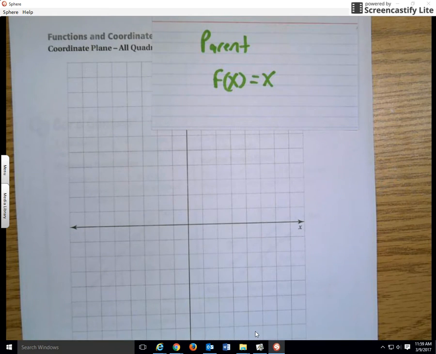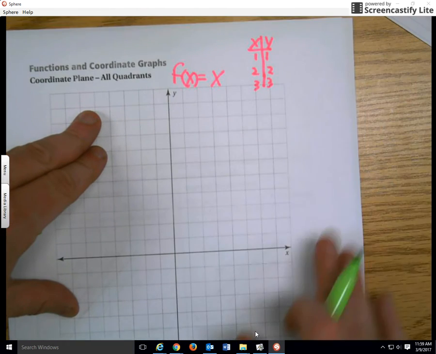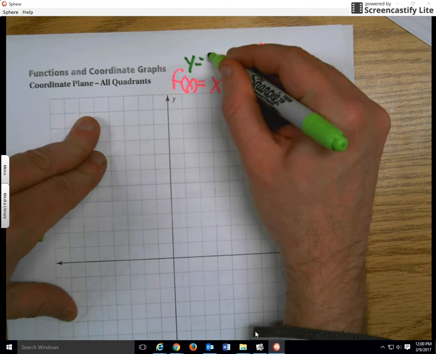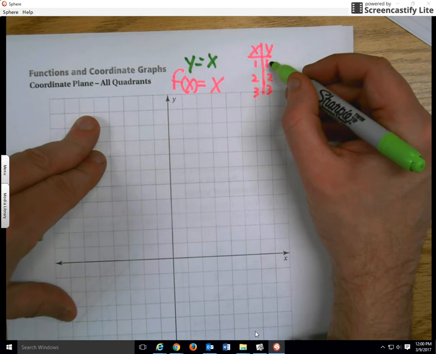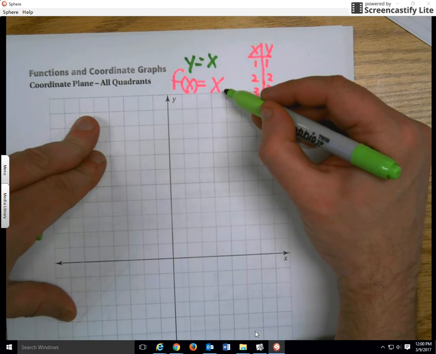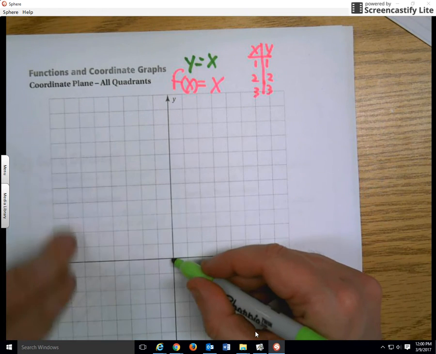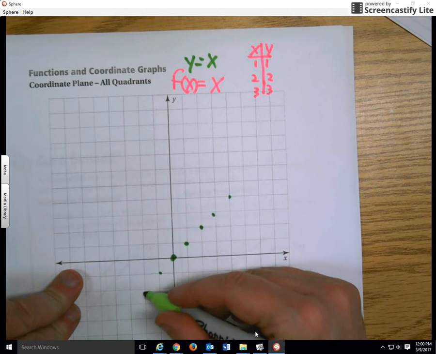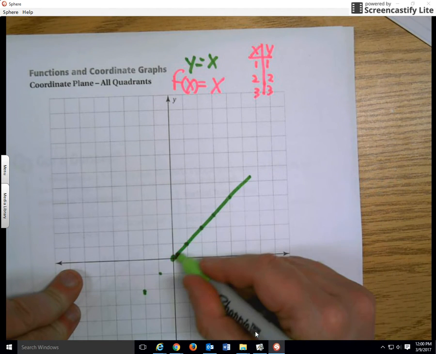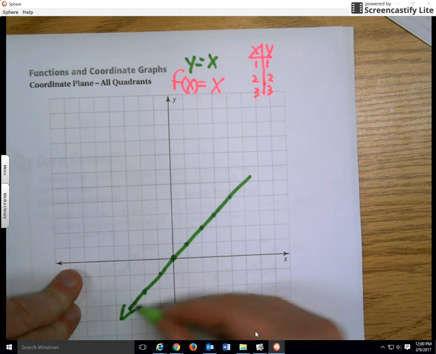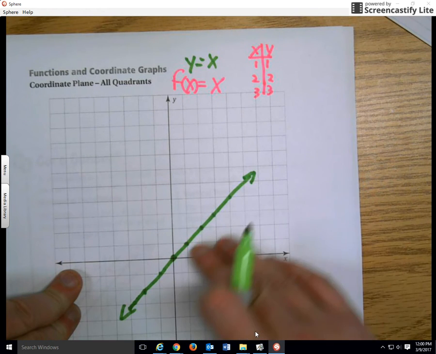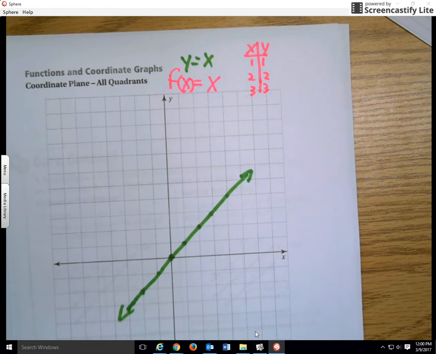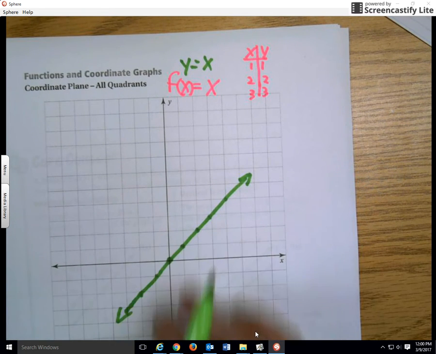If I were to graph f of x equals x, though, we can remember from our previous lessons that f of x is just function notation for y equals x. So for each value of y, if y were 1, x would be a 1. If y were 2, x would be a 2. So if we were to graph that real quick, it would look something like this. So this parent function is just a positive slope going diagonal across the graph, and we would change this in some way.